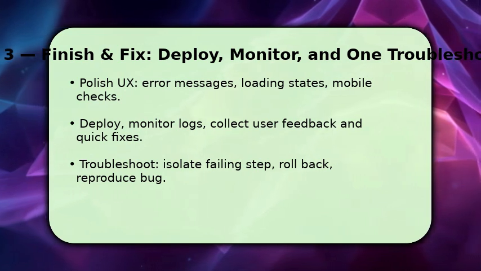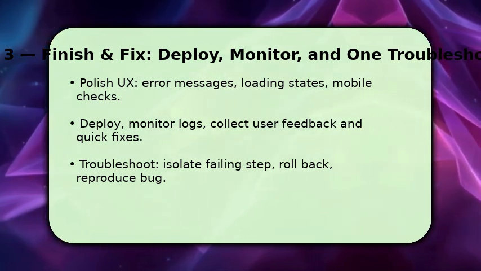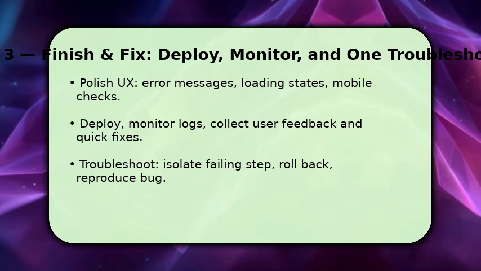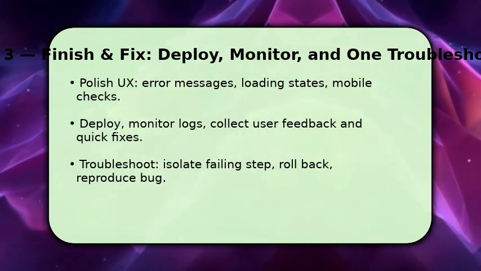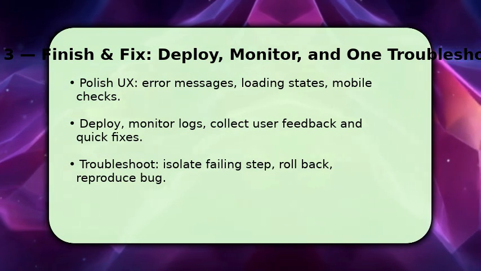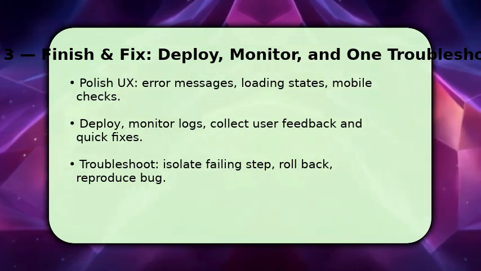If something breaks, isolate the failing step, reproduce the bug in a copy, and roll back if needed. This method prevents new errors. Finally, iterate on performance and automation. Small, focused improvements keep the product stable and your skills growing.